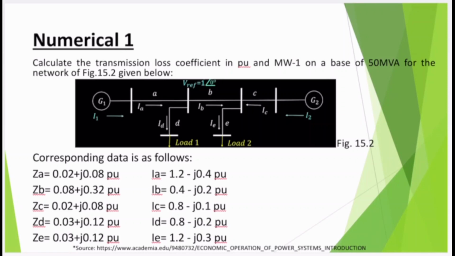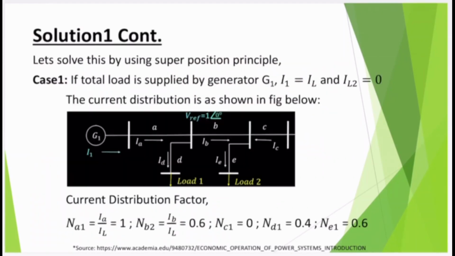Calculate the transmission loss coefficient in per unit per megawatt on the base value of 50 MVA for the network. So you can calculate the network, the impedances, and the currents. Once the currents are known to you, you can calculate NL1 and NL2. And finally, for a different case study, you can calculate the current distribution, which has been shown in the following figure, where you could see the G1 connected to many loads and many buses. So you can calculate the value.